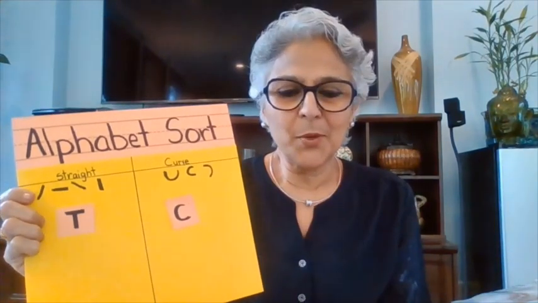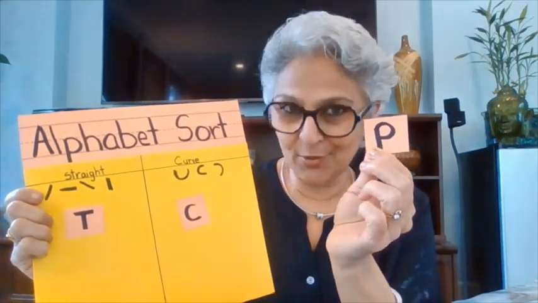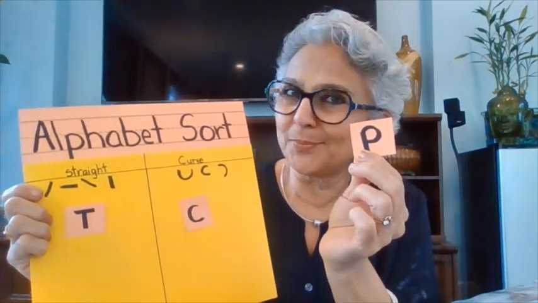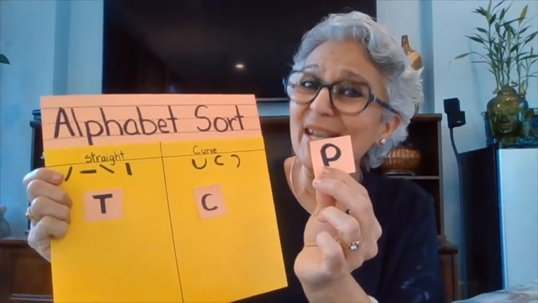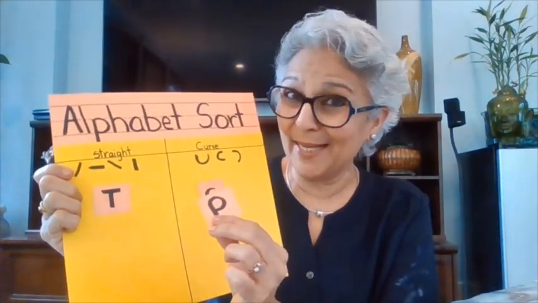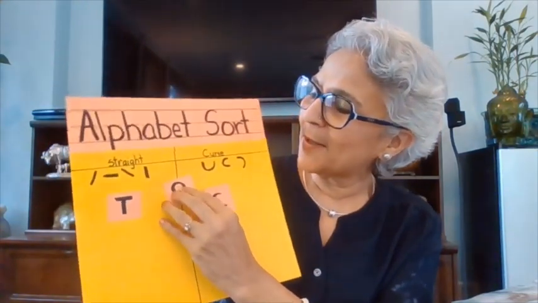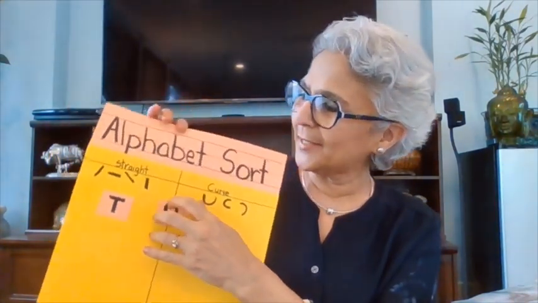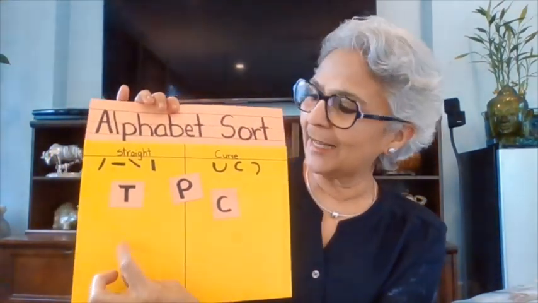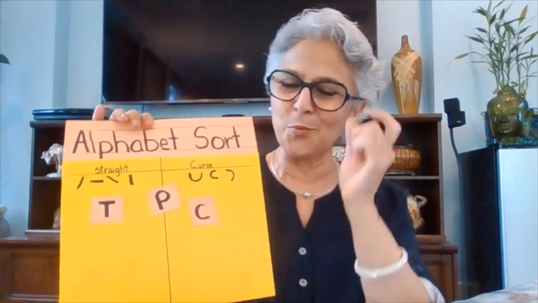But wait a minute, what about this letter, the letter P? It has a straight line and it has a curve too. That's confusing, right? Where would it go? Yes, I heard someone say that it can go in the center, and you are right. So those letters which have a straight line and a curve can go in the center. But all the letters with straight lines and slanting lines will go on this side, and all the letters with curves can go on this side. Got it? Wonderful.